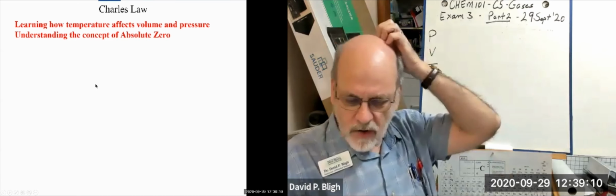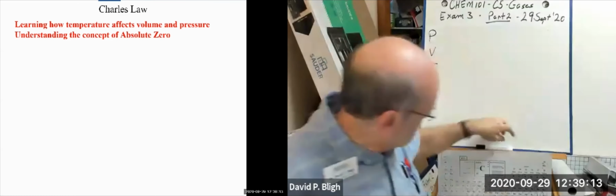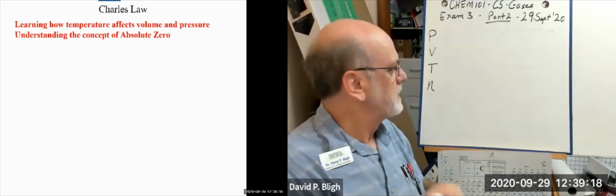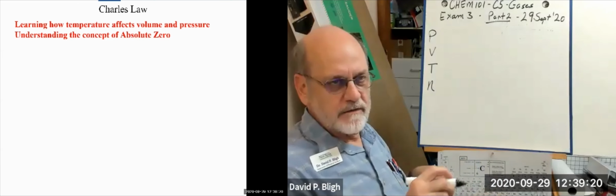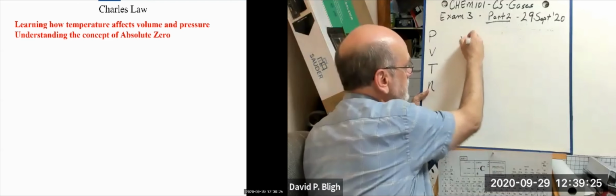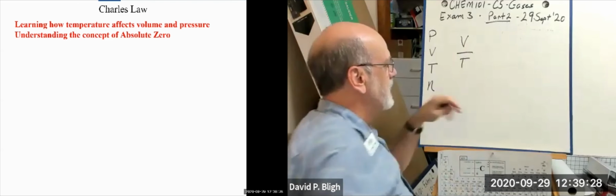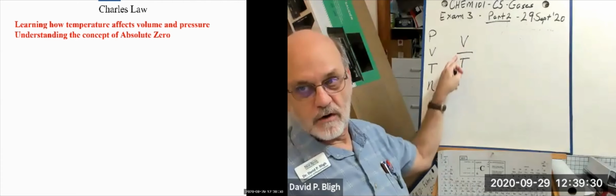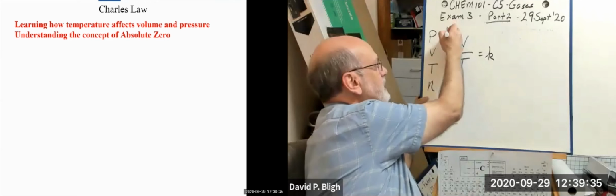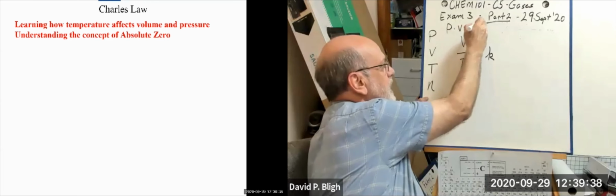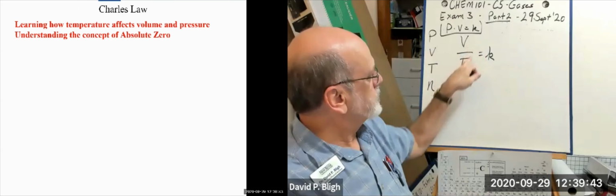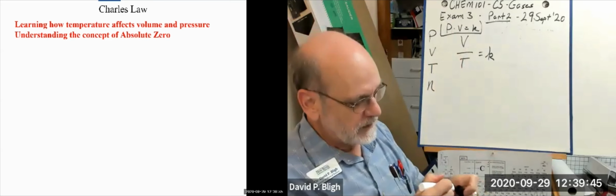Okay, so Charles' law relates volume and temperature. The particular law that is derived by Charles is a quotient. The ratio of volume and temperature is equal to a constant. Remember, pressure and volume was equal to a constant. That was Boyle's law. Charles is the quotient. This was a product, this was a quotient.